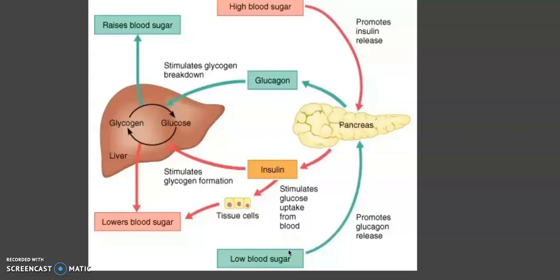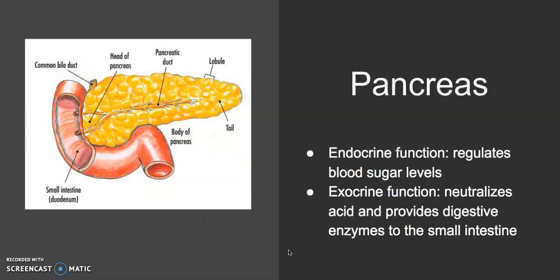So first we're going to talk about how the body deals with high blood sugar. In order to deal with high blood sugar, we have to look at the pancreas. The pancreas is an organ that is tucked behind the stomach. It's also wrapped around the small intestine, as you see here. And the pancreas has two types of functions. It has an endocrine function and an exocrine function.